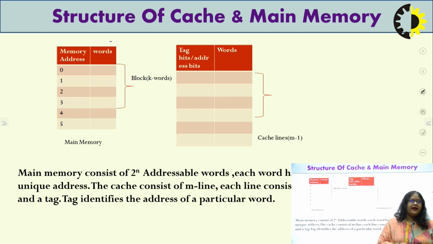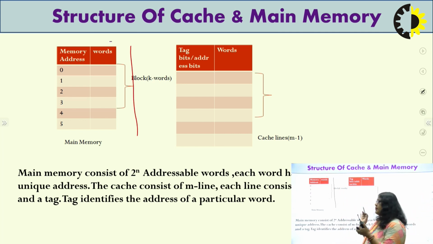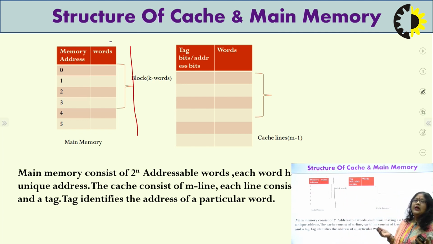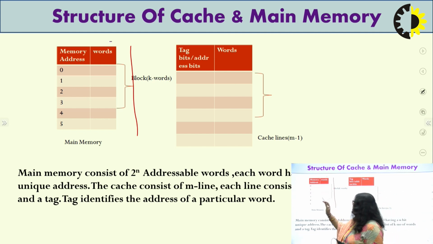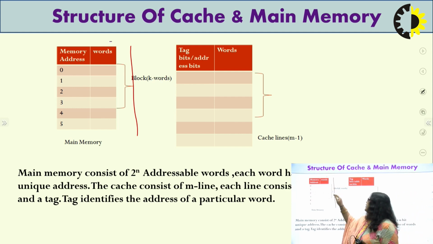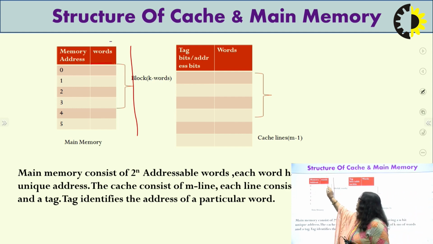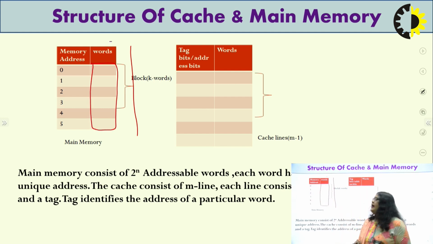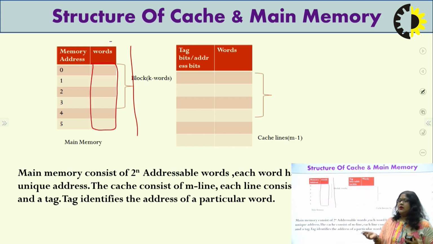This is the diagrammatic representation of cache and the main memory. Basically this is the main memory representation. The representation of main and cache memory is the same, but the difference is the block transfer and the line of the cache. So this is the main memory diagram. There are two types of defined addresses: memory address and the word. Basically the memory is divided into a number of words, and each word is addressed by a memory address. So this is the addressable form.